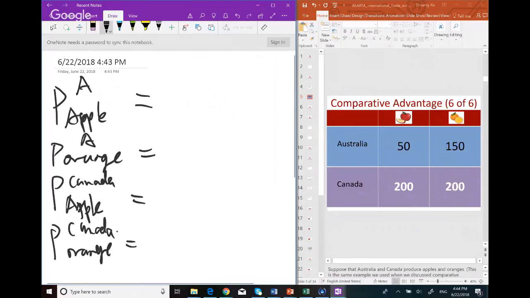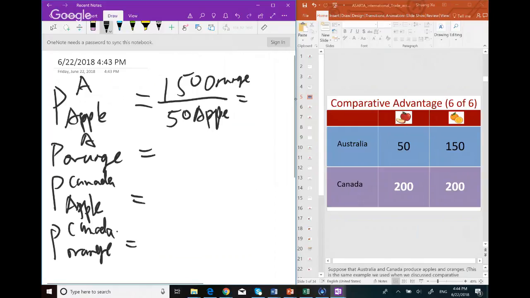Remember, whatever the price you're looking for, the maximum of that good goes on the bottom. So for an apple in Australia, the maximum they can produce is 50 apples. So 50 apples goes on the bottom. And then the maximum of the other good for the same country goes on top. That will be 150 oranges. And simplified, 150 over 50, that will be 3 oranges. That means in Australia, to produce 1 apple will cost you 3 oranges.